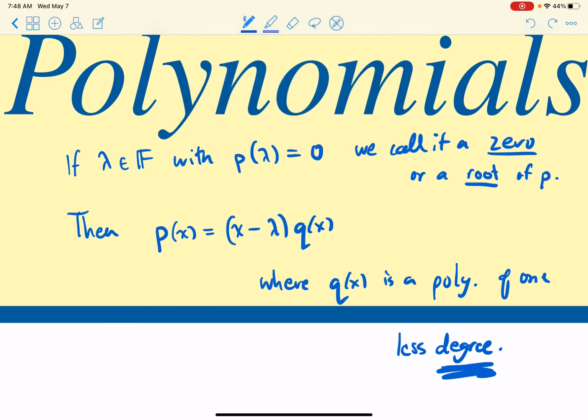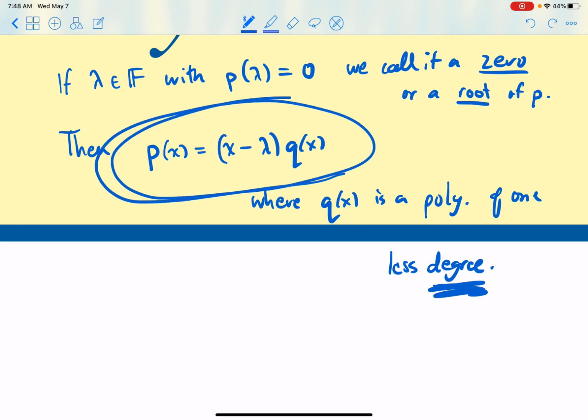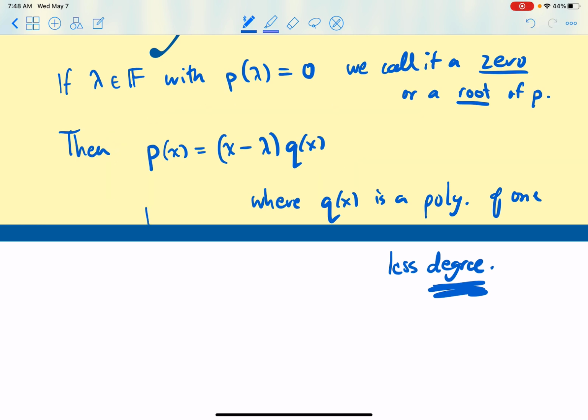And this will be really useful for us because eventually we're going to do p of t, and then this will be t minus lambda, and this will give us an eigenvalue, and the eigenvector will be q of t applied to some vector v. But I'm getting ahead of myself. So this is an important result.